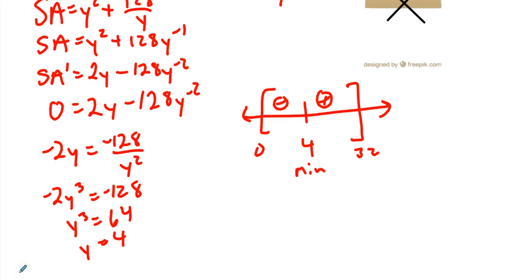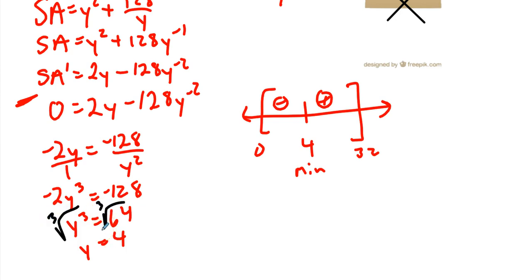Okay, so resuming with our problem here. Hopefully you stopped here. So you took the derivative and then set it equal to 0. In order to do this, I went ahead and converted y raised to the negative 2 back to a fraction, so y squared in the denominator. Cross multiplied here, and then solve for y. Took the cube root of both sides. You get y equals 4.